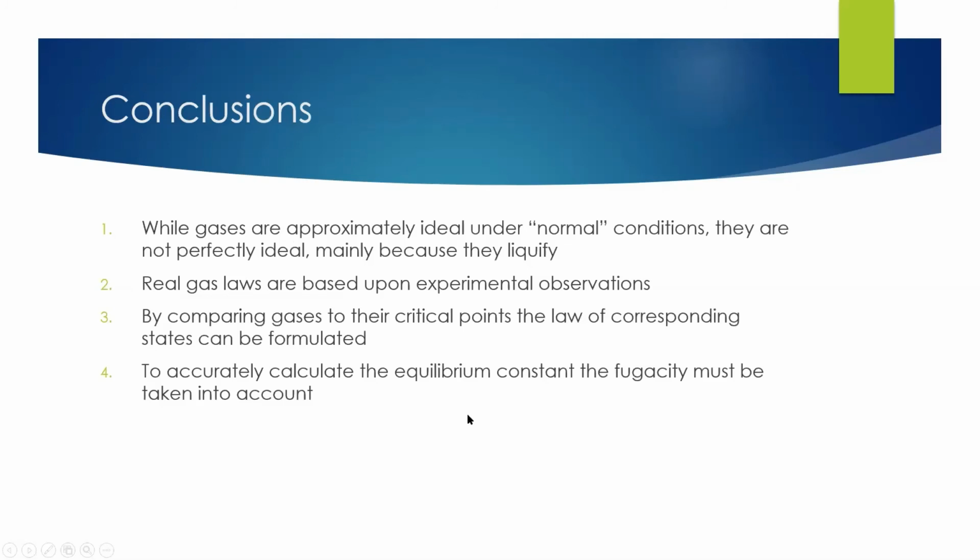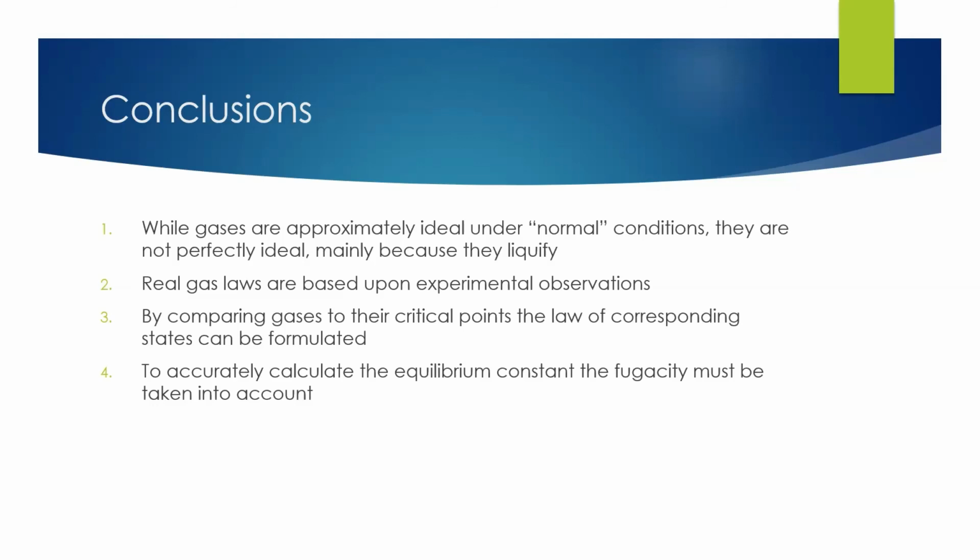All right, to conclude, most gases are approximately ideal under normal conditions, standard temperature and pressure. However, they are not perfectly ideal, and that's because they have attractive potentials and can actually form liquids. We'll look more into that in the next section. We can come up with real gas laws, but these real gas laws are based upon experimental observations, and so they often fall short.